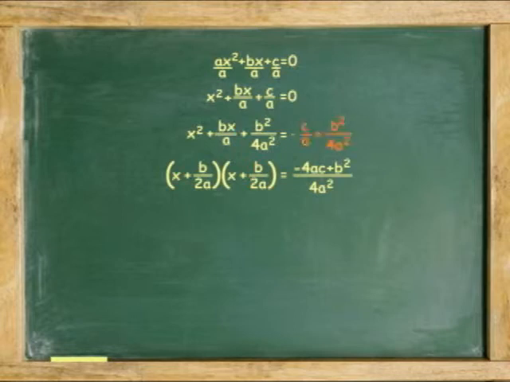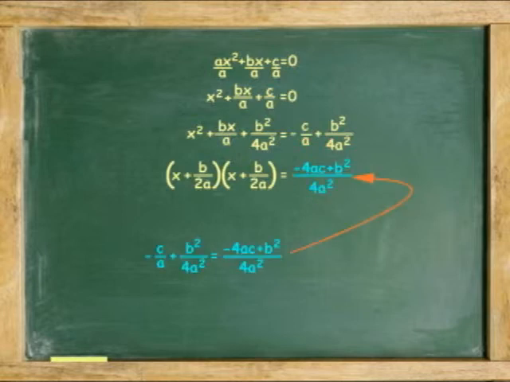Now, the addition of the right-hand side is a typical addition of fractions. The common denominator of a and 4a squared is 4a squared. The actual addition is shown here.